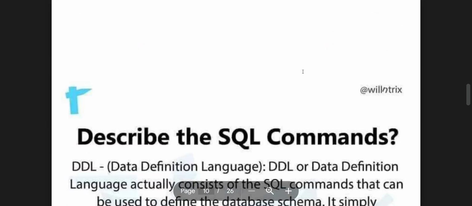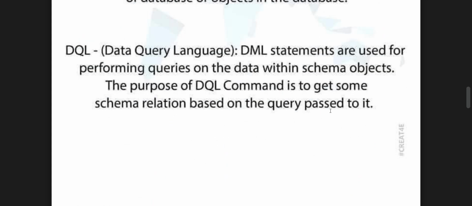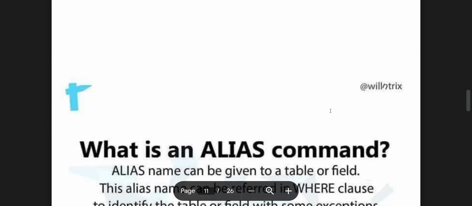Describe the SQL command, DDL, data definition language. DDL actually consists of the SQL commands that can be used to define the database schema. It simply deals with the description of the database schema and is used to create and modify the structure of the database or the objects in the database. DQL, data query language, DML statements are used for performing queries on the data within the schema objects. The purpose of the DQL command is to get some schema relation based on the query passed to it.